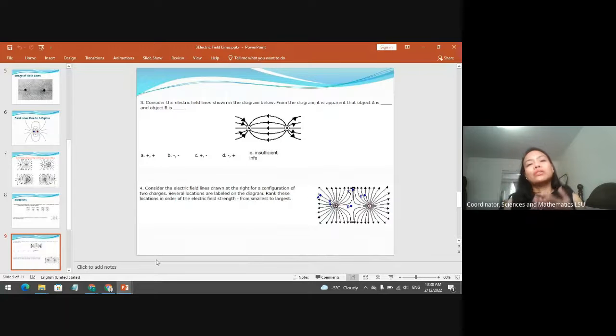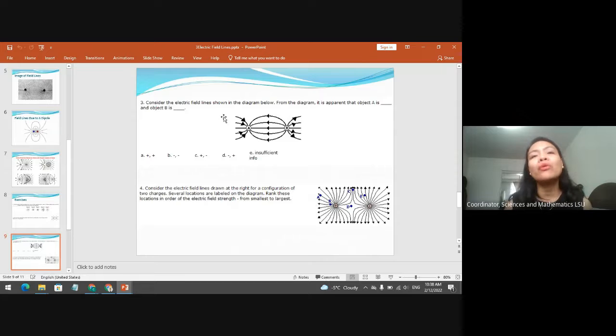Okay, so here, let's just have number four. Let's answer number four. We are just answering those that are confusing. So you are given this diagram. Several locations are labeled A, B, C, D, and E. Now you are asked to rank these locations in order of the electric field strength from smallest to largest.